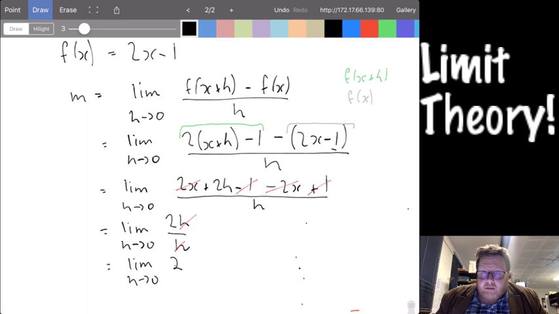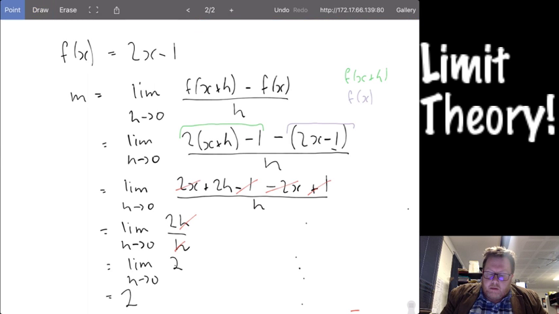And now I set h equal to 0 to say, well, now I'm going to make h approach 0. What happens to the gradient function? And of course, since there are no h's, it's just 2. There we go. So the gradient is equal to 2.